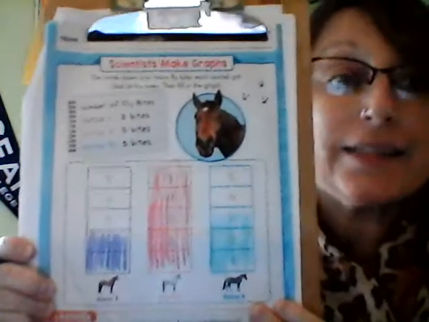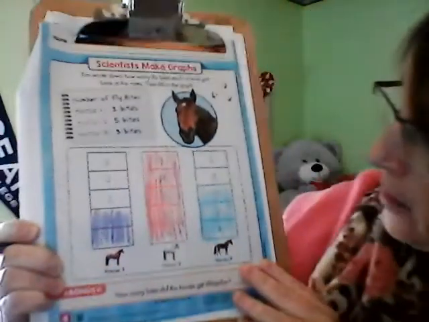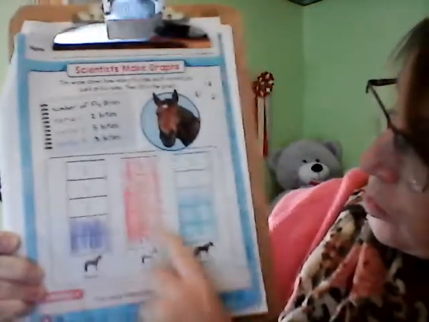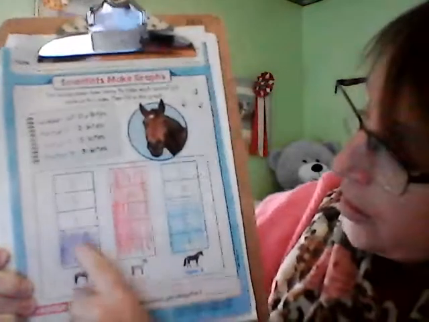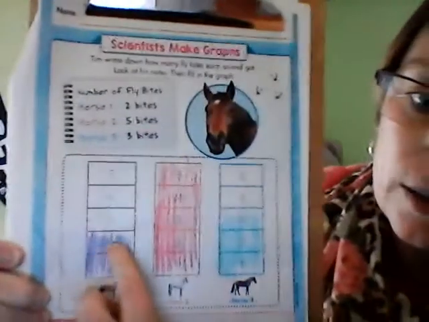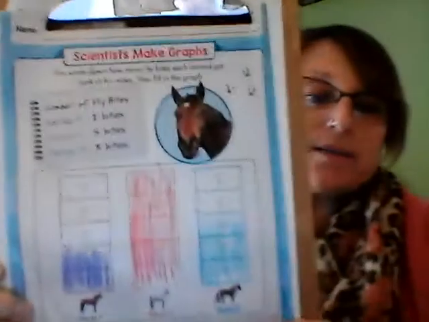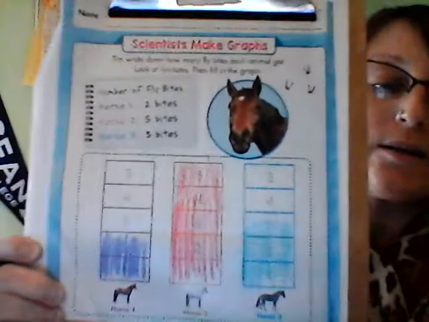So, looking at the graph, we can see which horse had the least amount of bites. What horse had the least amount of bites? This had the most. This is somewhere in the middle. This has the least because there are fewer rectangles colored. Which one had the most bites? The middle horse. Very good. The orange horse. It's all colored in.